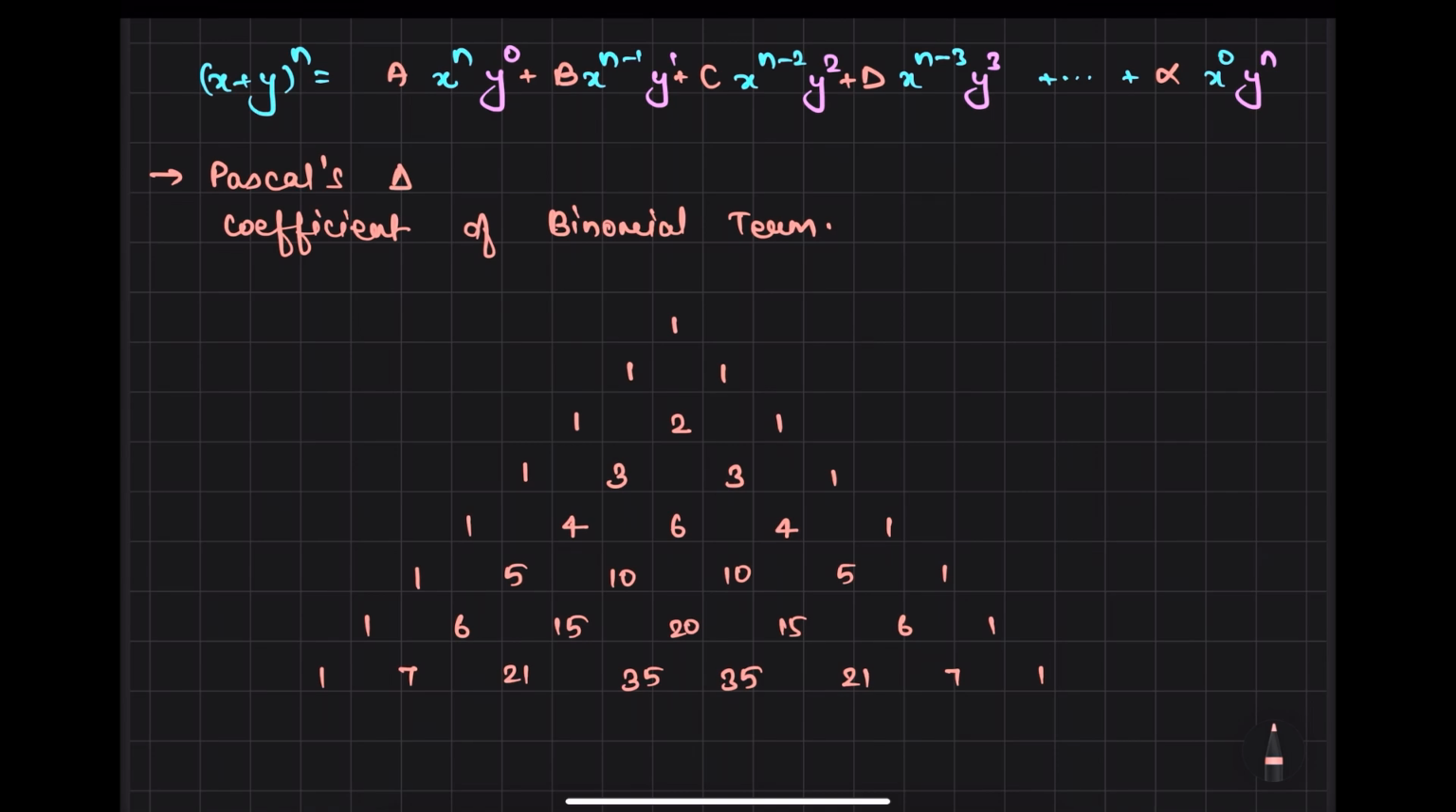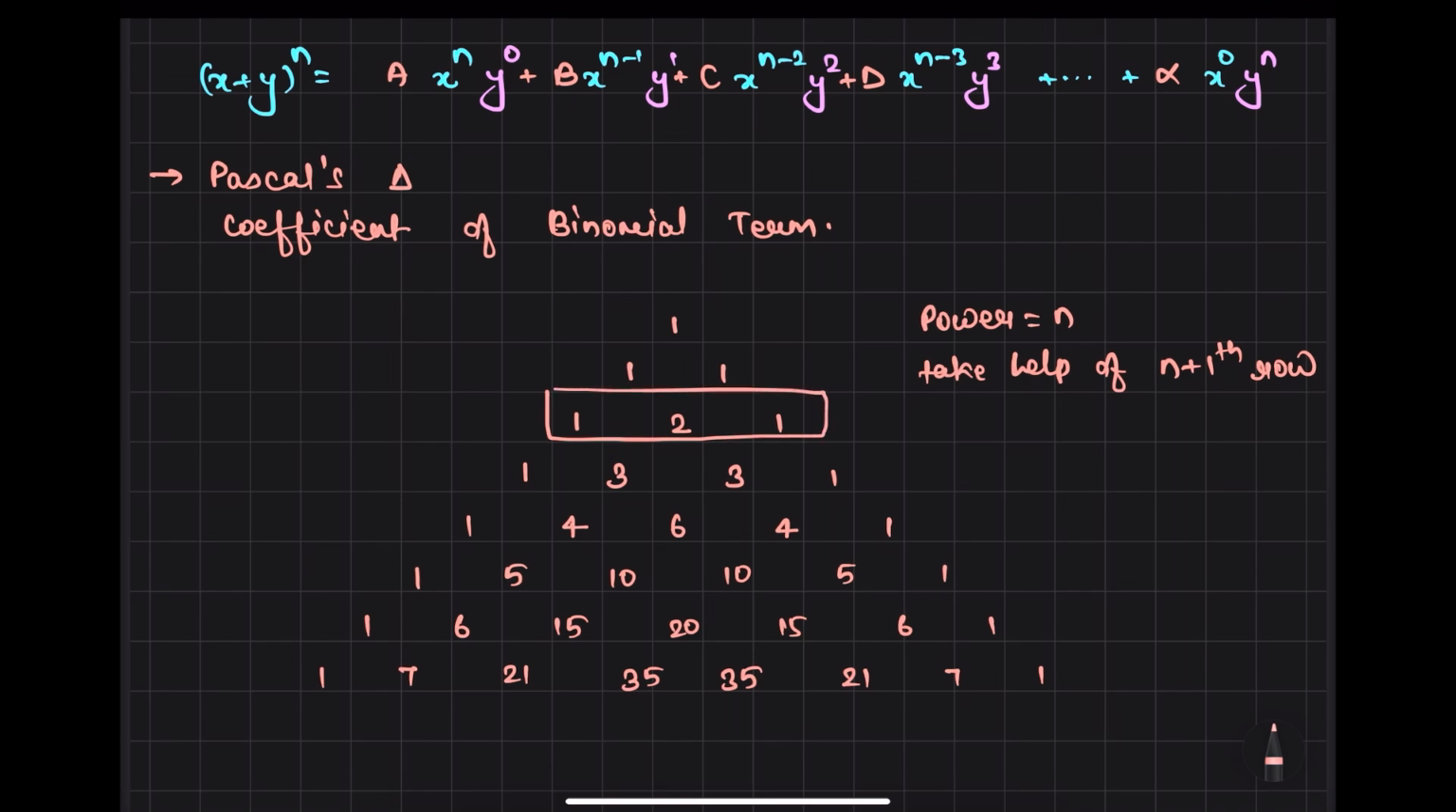The idea is, if your power is n, you have to take help of the (n plus 1)th row. If your power is 2, (x plus y) power 2, you will take help of the third row. If your power is 3, you will take help of the fourth row, and so on. You will proceed this way. Now look at this.